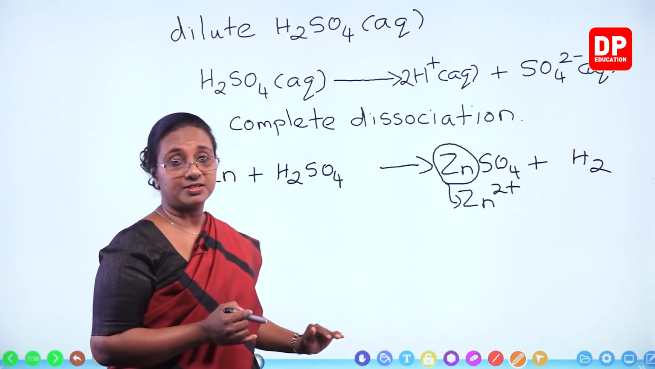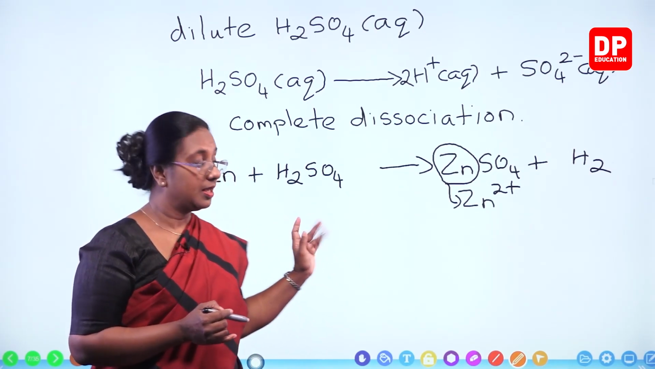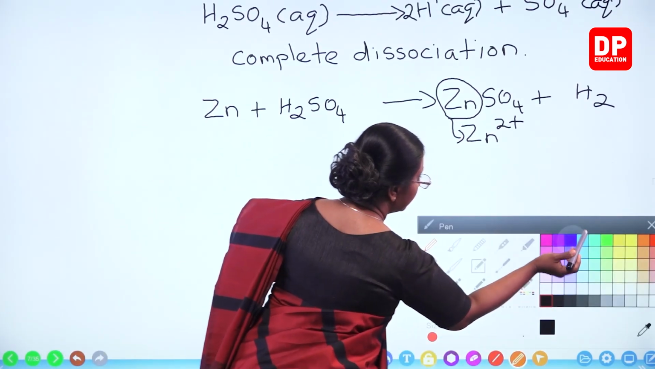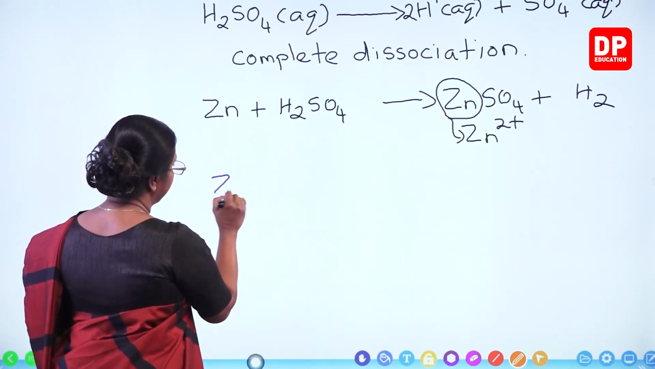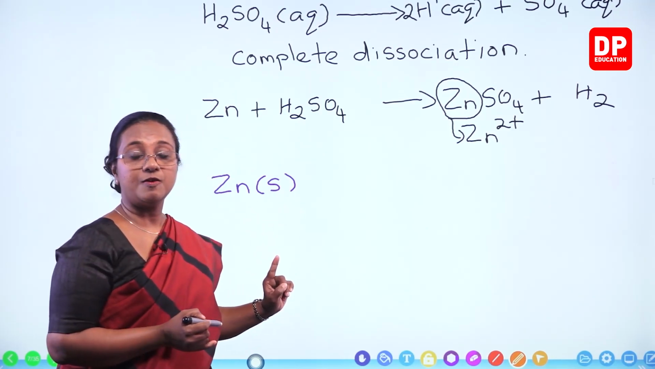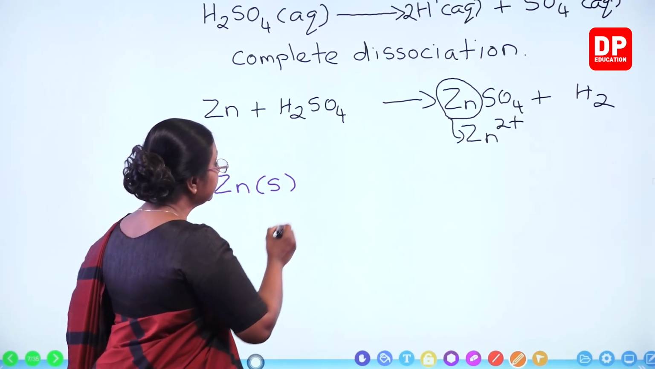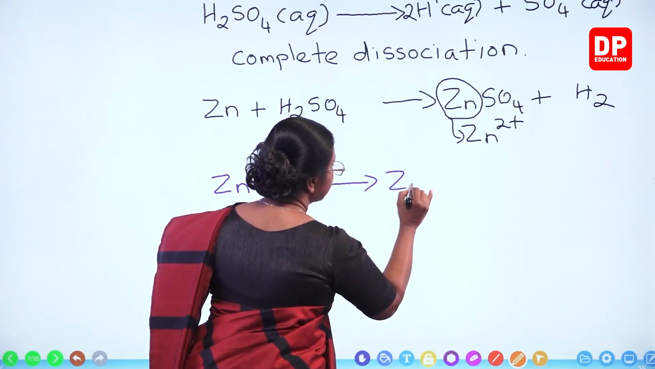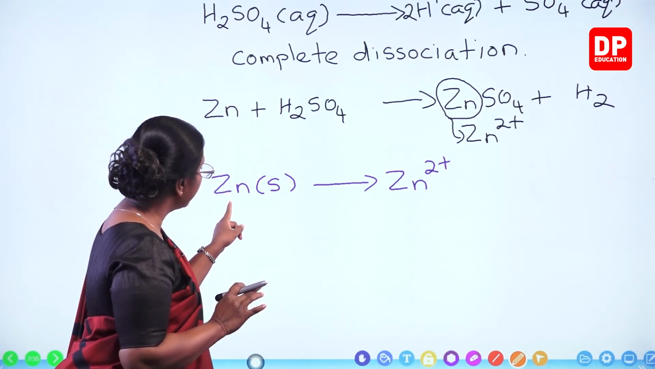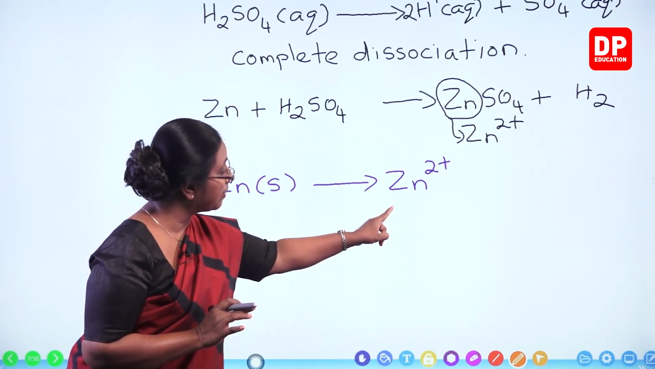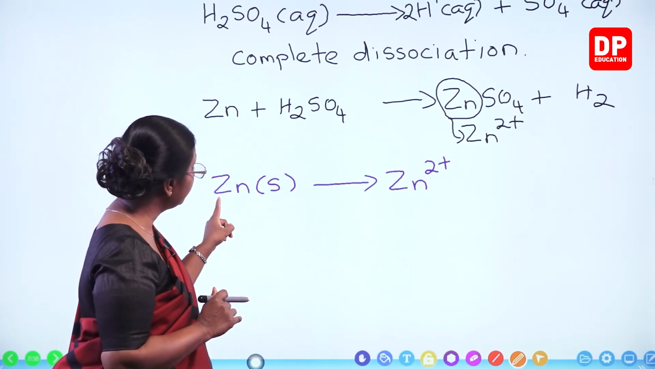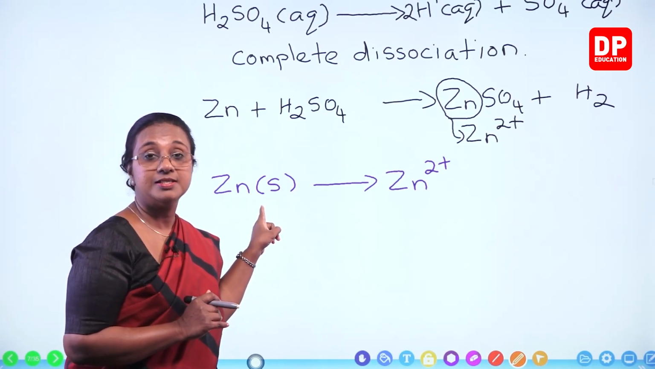So, in this reaction, what has happened to zinc? Now, zinc was in the metal form. I'll use a different color just for you all to understand. Now, zinc is a metal solid. So, we indicate the state of zinc as solid. And this zinc becomes Zn2+ ions. So, for an atom of a metal to become a positive ion or a cation, what should happen? Electrons should be removed from this particular zinc.